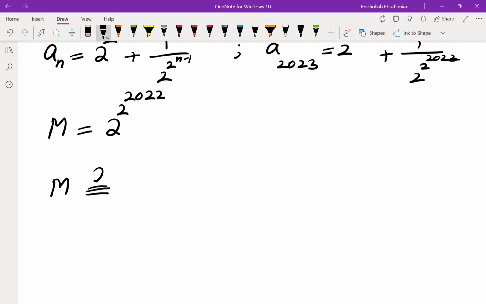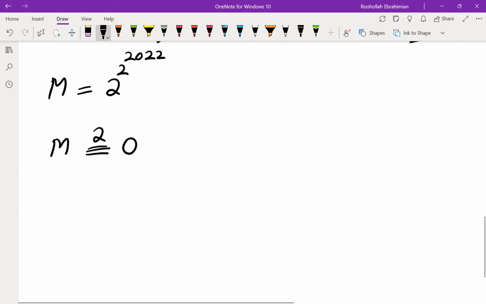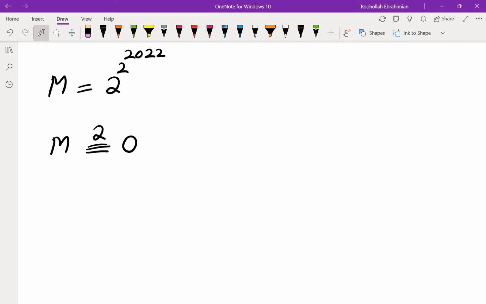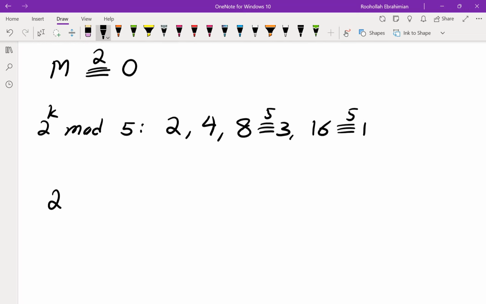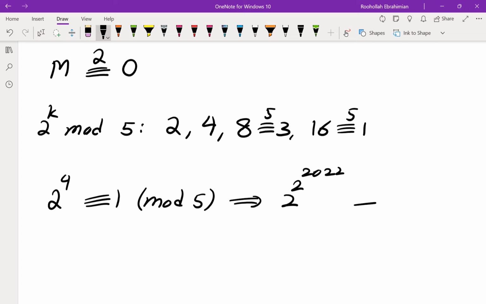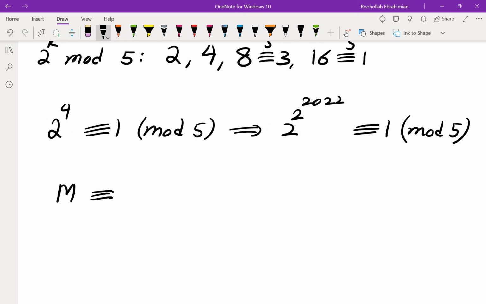Clearly m, when you divide it by 2, is 0. m is even, so we'll have to look at m when we divide it by 5. Now if you look at powers of 2, 2 to the power of k mod 5, we get 2 and then 4 and then 8, which is 3 mod 5, and then 16, which is 1 mod 5. So 2 to the power of 4 is just 1 mod 5. What does that tell us? It tells us if I look at 2 to the power of 2 to the power of 2022, that is also 1 mod 5.